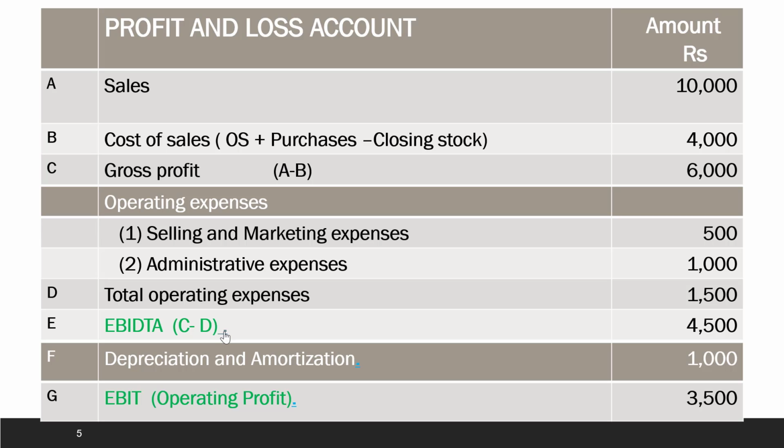Okay. Then from EBITDA we reduce the depreciation and amortization. Okay. So we get EBIT, which is called the operating profit. That means the ultimate profit of the company after even charging depreciation. So these two terms are very important, EBIT and EBITDA. Okay, they are the operating profits of the company. One is before depreciation, another is after depreciation. After paying all expenses, what the company is earning is called EBIT.